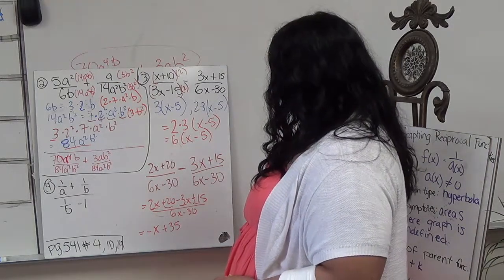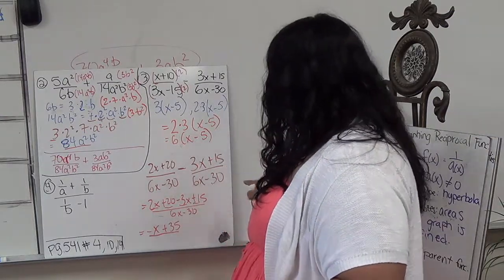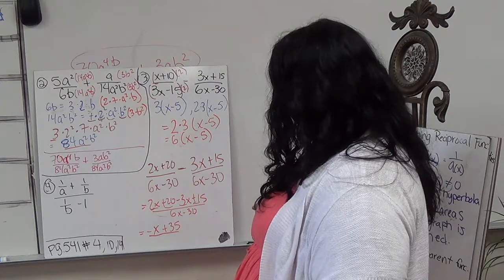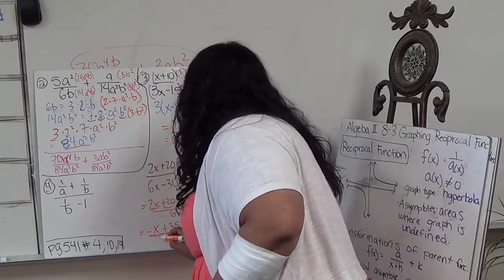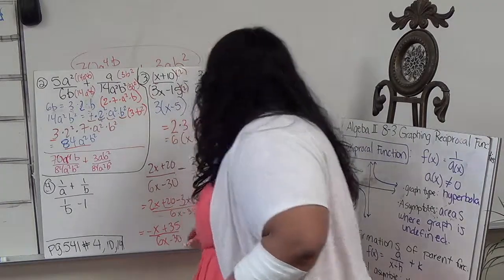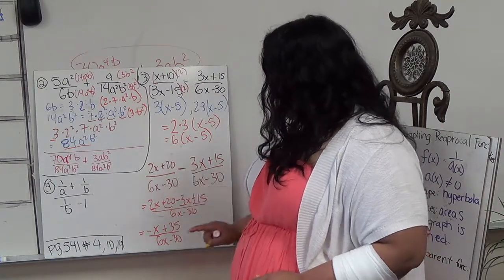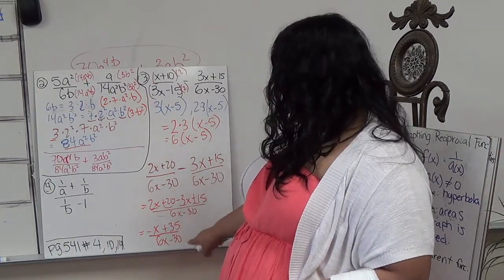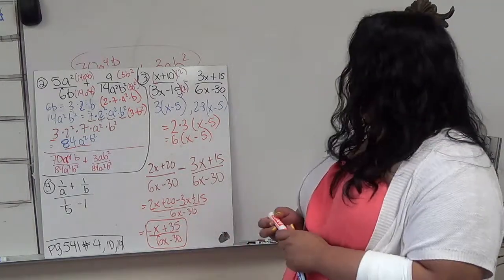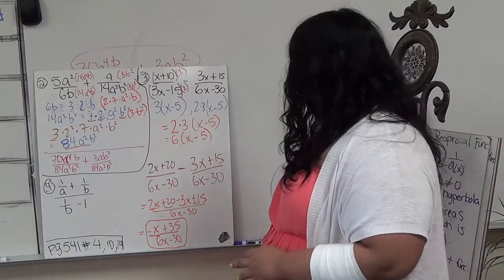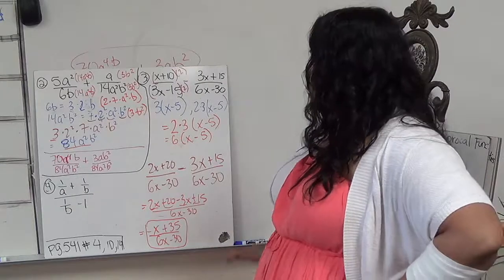And I want to keep this as a factor, and here's why. Oh no, hold on, is anything in common? Yep, that's it. So 6x minus 30. Because if I could take something from the top and take it out, I'd be able to reduce, but because I can't reduce negative x plus 35 any further, this then becomes my answer. So basically I keep going until I can't reduce anymore, and this becomes my simplified version.